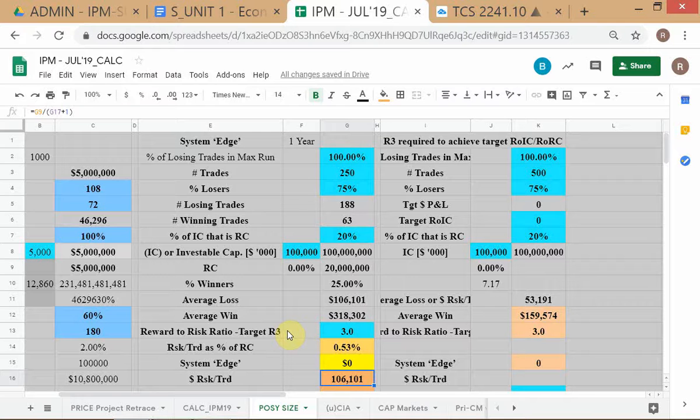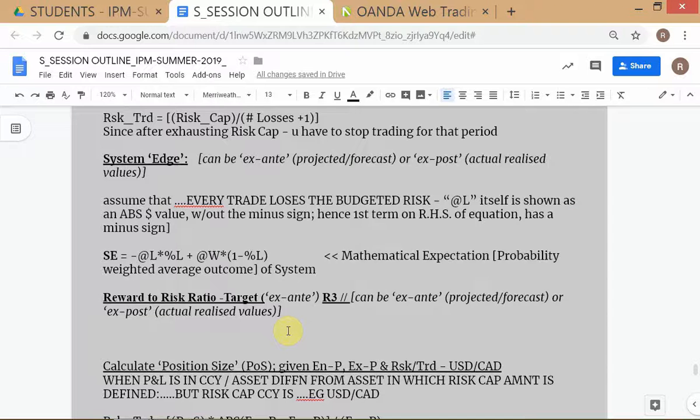Therefore we have assumed that every losing trade is going to lose the budgeted risk per trade, which is the risk per trade figure we got here, 106k. So therefore average loss is equal to dollar risk per trade. Yes or no? I need to see more aggressive nodding, otherwise I'm not able to move on to the next part.